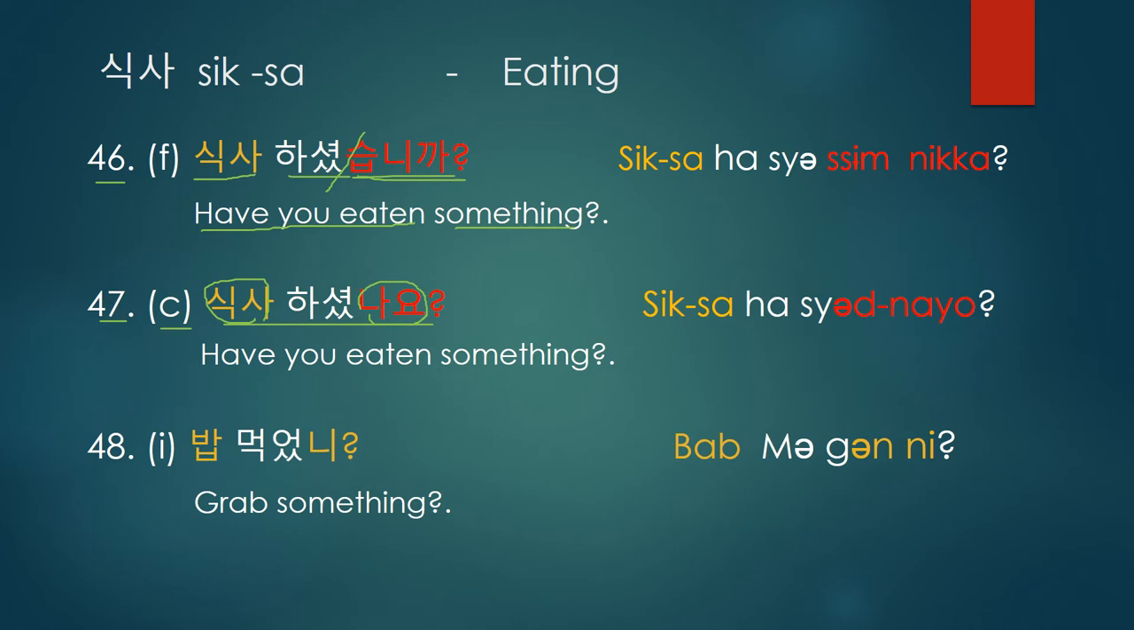48. Instead of 식사, we say 밥. 밥 means rice. In Korean, we eat rice. Rice is the main dish of Koreans. It's all kinds of rice: 볶음밥, bibimbap. Bokkeumbap is fried rice. Bibimbap is mixed rice. So if you say like this, 밥 먹었니? Have you eaten? You can say that to your brother.